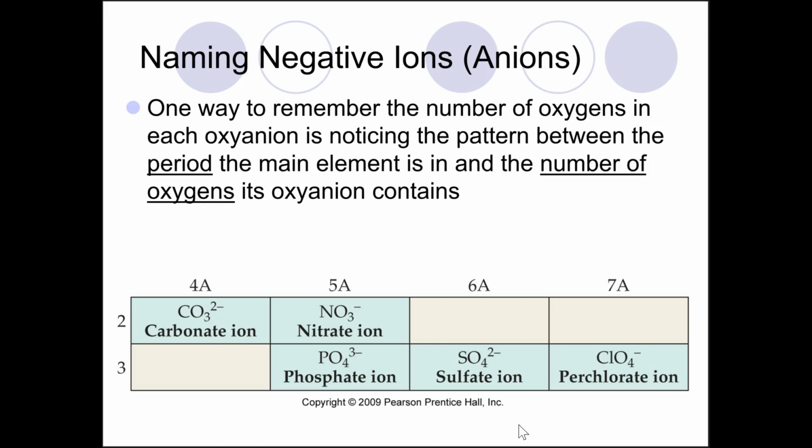So phosphate and all the phosphorus things are 3-, sulfate and all the sulfur things are 2-. Perchlorate, chlorate, hypochlorite, chlorite are all -1, just like chlorine is. The other pattern on there is carbonate and nitrate. Carbon is in period row 2, and nitrogen is in row 2, and those have 3 oxygens in their -ate version. The things in period 3, phosphorus, sulfur, and chlorine, all have 4 oxygens in their -ate version.